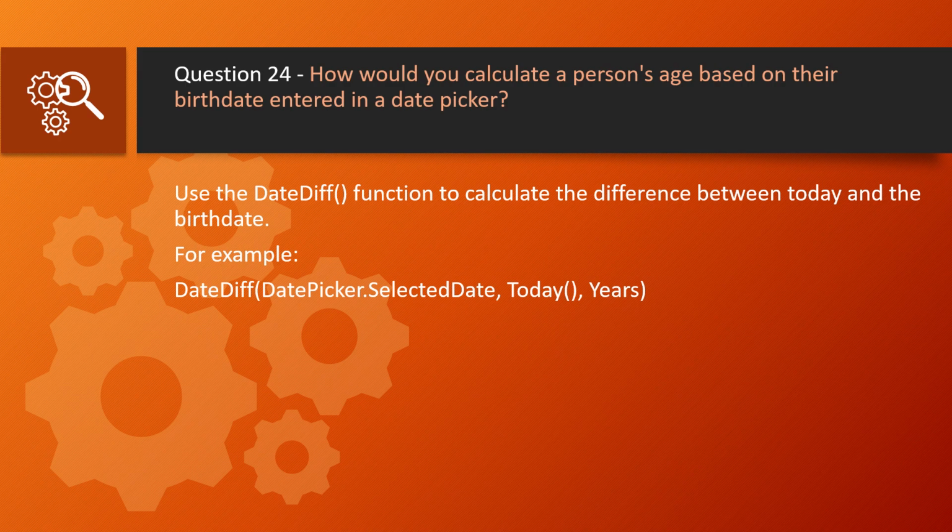How do you calculate a person's age based on their birth date entered into a date picker? Here you need to use DateDiff. DateDiff will get the difference between today and the birth date. So here you need to pass DatePicker.SelectedDate and comma Today(), and you want to return the result in years, so you will pass Years here.